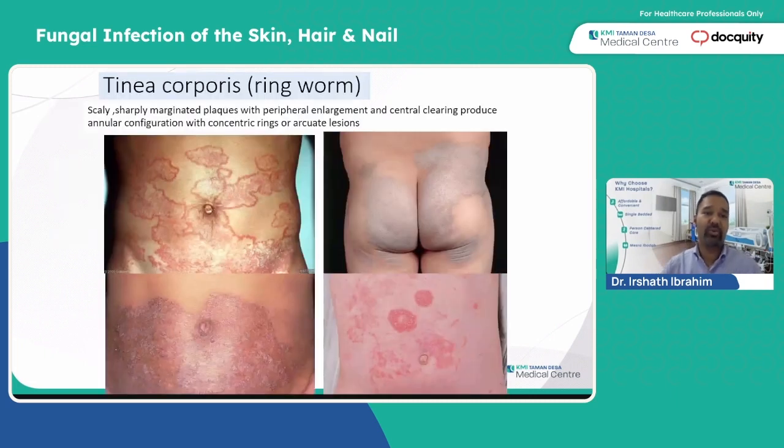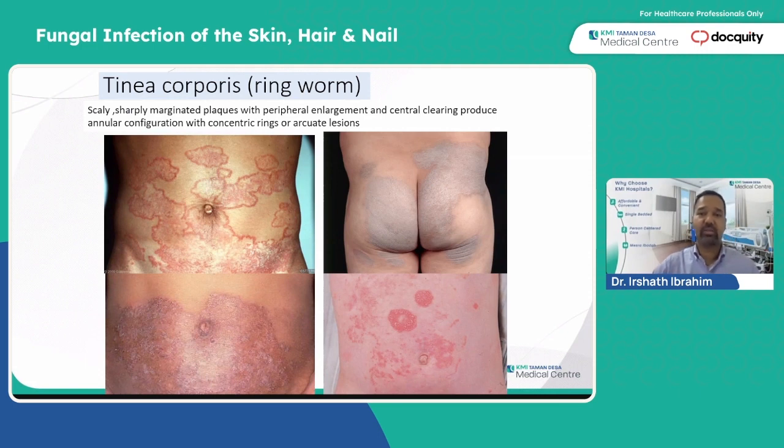So this is Tinea corporis. You can see it looks like a map, so the borders are very well defined. It's scaly, sharply marginated, and can present as plaques, and the enlargement is usually from the periphery. They call it peripheral enlargement. It will expand on the periphery. There's central clearing, and it produces an annular configuration, round, concentric rings, and arcuate lesions. Arcuate means arc type of configuration. So these are the many presentations of Tinea corporis.